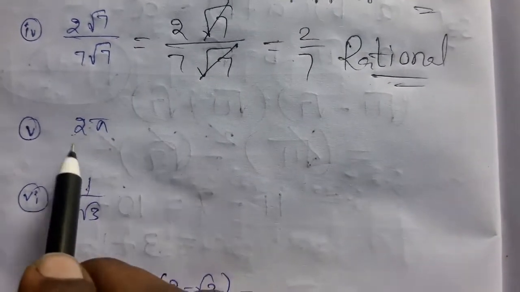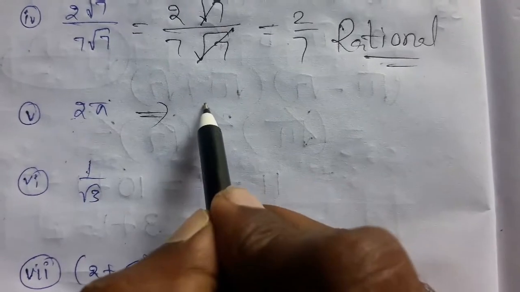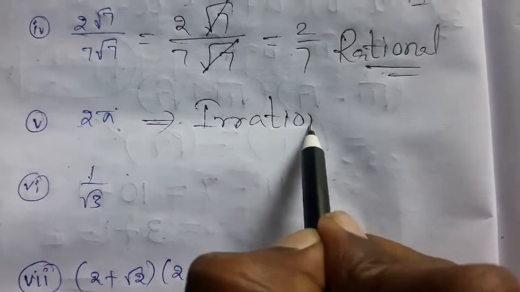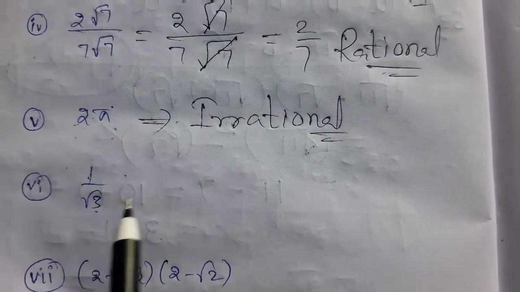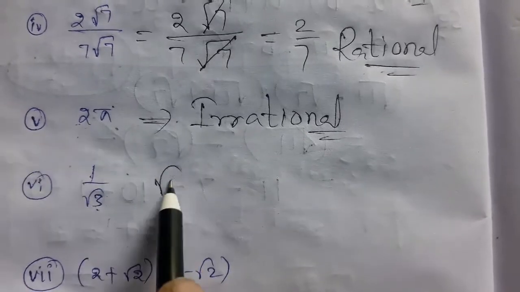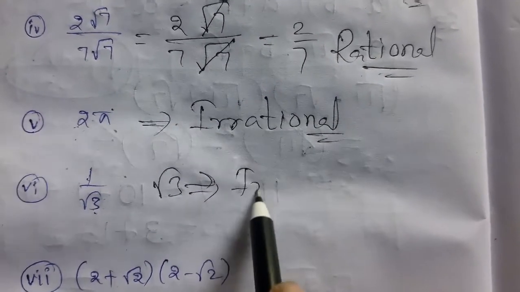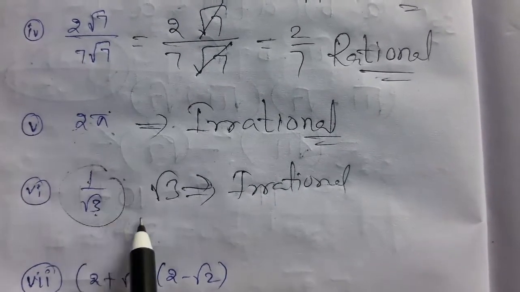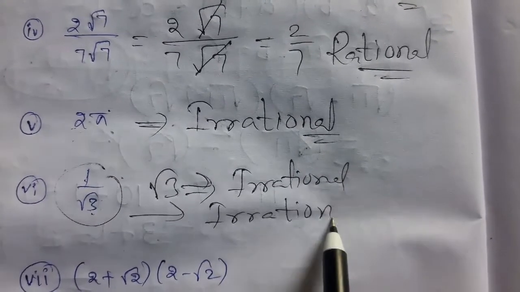Next, 2 pi is given. Pi is what? An irrational number. It is an irrational number. 1 by root 3. So root 3 we already know. Root 3 means an irrational number. So that's why 1 by root 3 is also an irrational number.